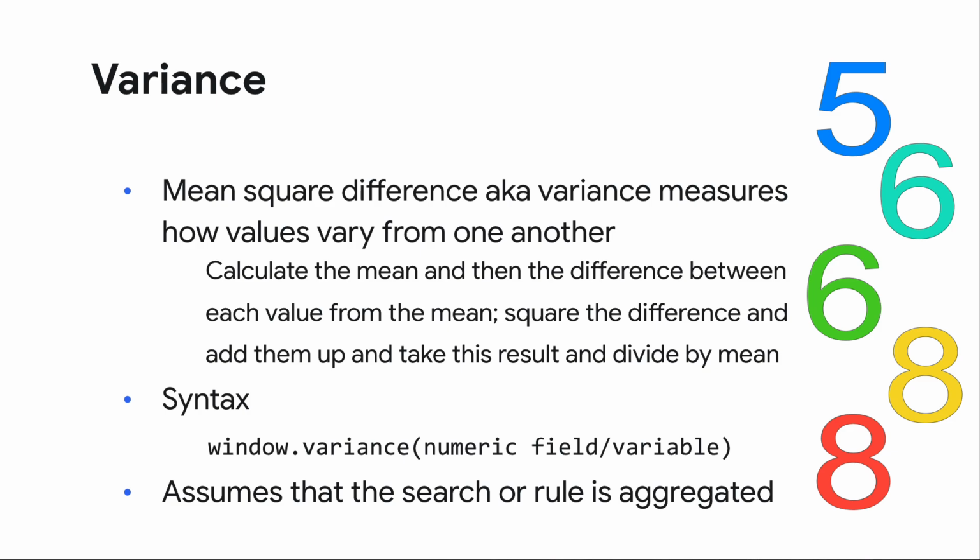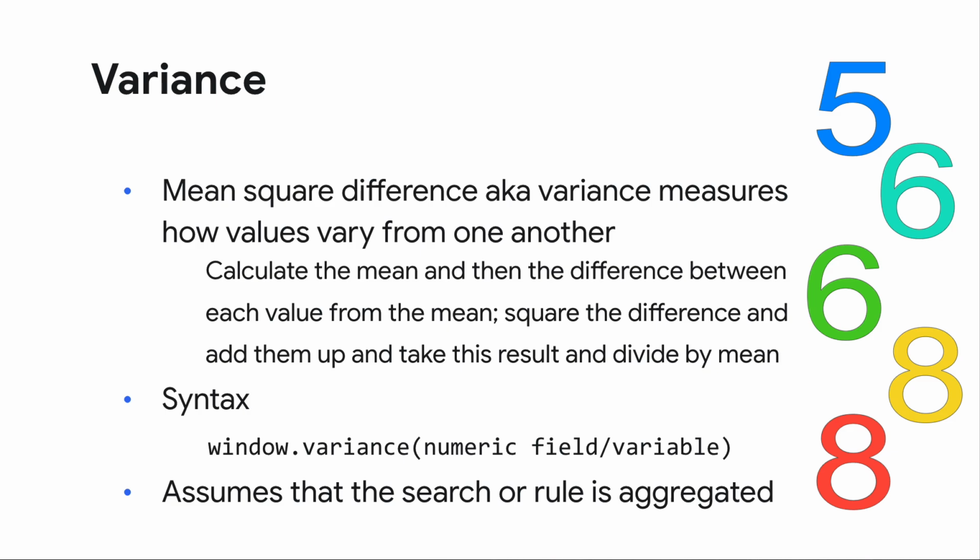We can add these squared differences up to get the sum of the squares, which is 7.2, and to get the variance, we divide that value by the number of values in our dataset, 5. Based on this, our variance is 1.44.